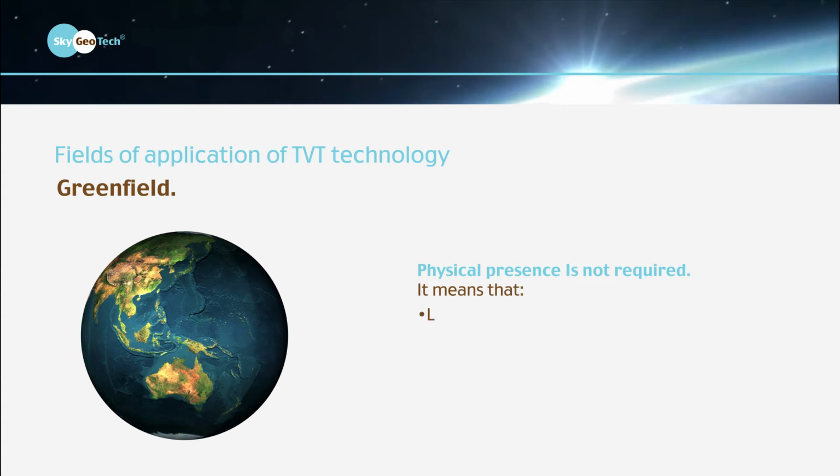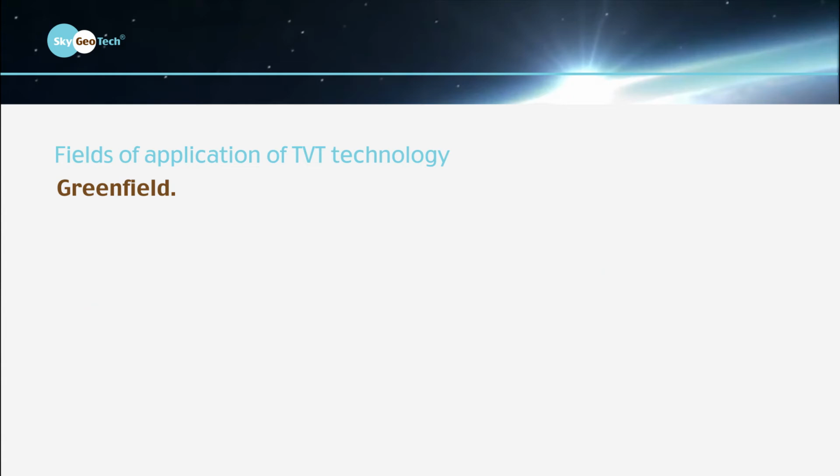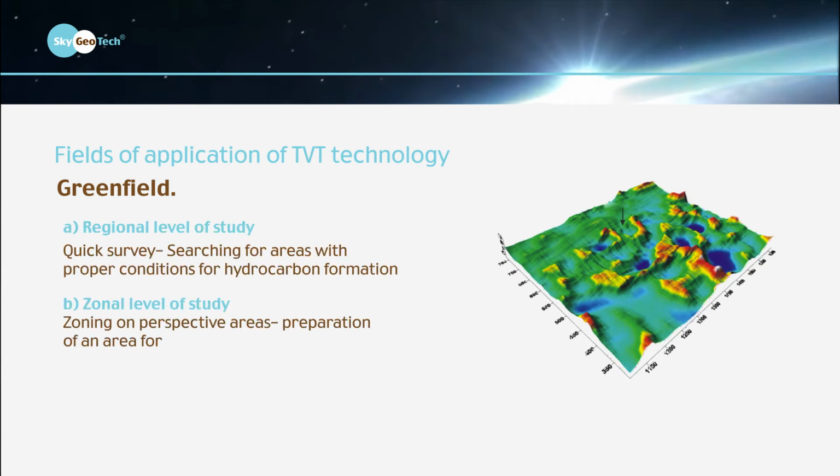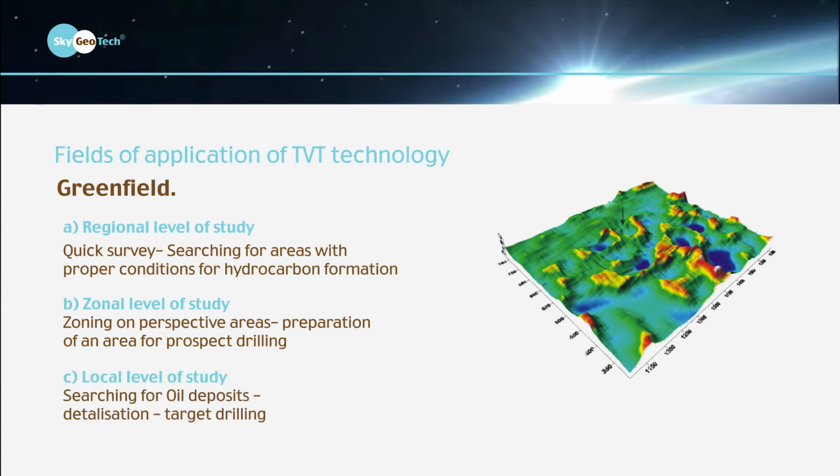As we were saying before, there is no need in physical presence, which means that logistic issues, safety issues, and weather barriers are no longer important. According to a task, we choose TVT level of study. It can be regional level of study for quick surveys, zonal level of study for preparation of an area for prospect drilling, and local level of study, when we get detailed information about the block and the target drilling. In every level of study, TVT technology is efficient regardless of relief or terrain conditions.